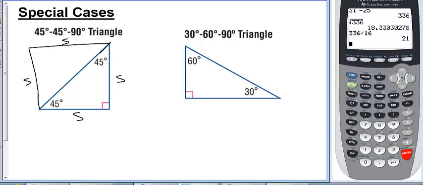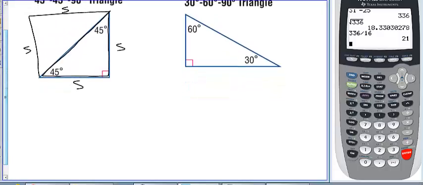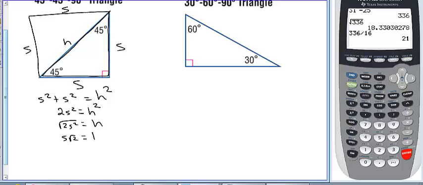Now if we cut that in half and look at this 45, 45, 90 right triangle, we can say side squared plus side squared equals the hypotenuse squared. So 2 side squared equals hypotenuse squared, because we have two s squareds on the left-hand side. We're trying to find the hypotenuse, so we square root both sides. We have the square root of 2s squared equals h, but then we have s times the square root of 2 is equal to h. So this h is the same as s times the square root of 2.